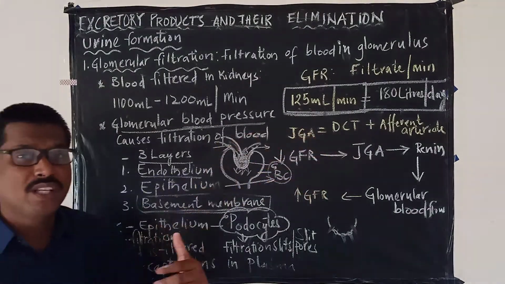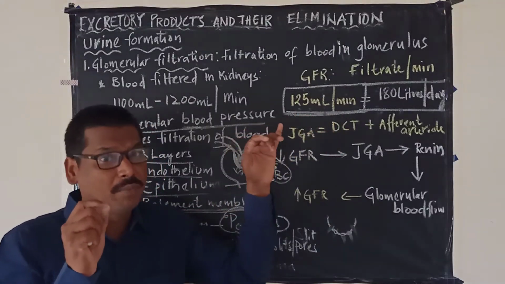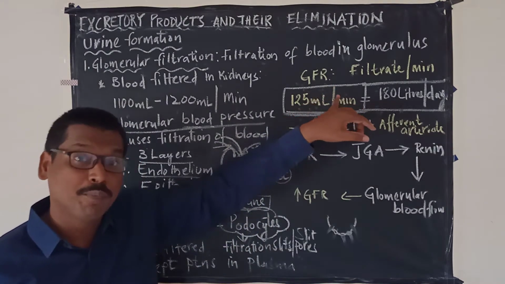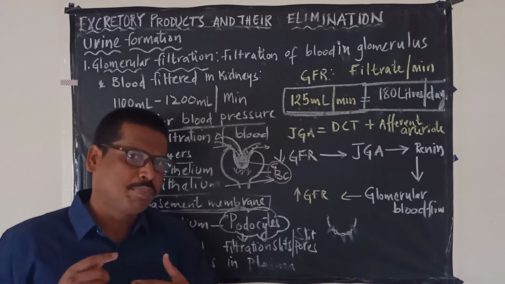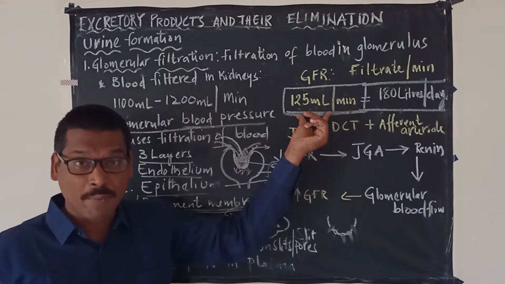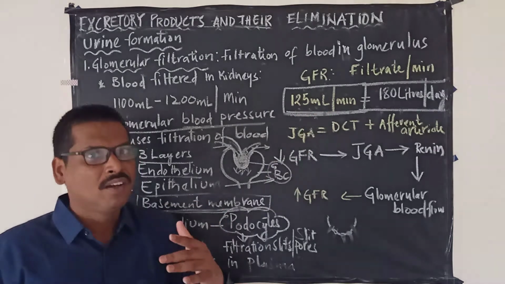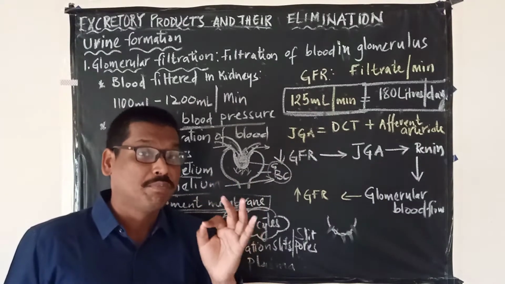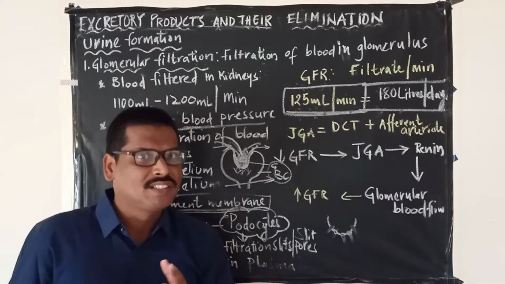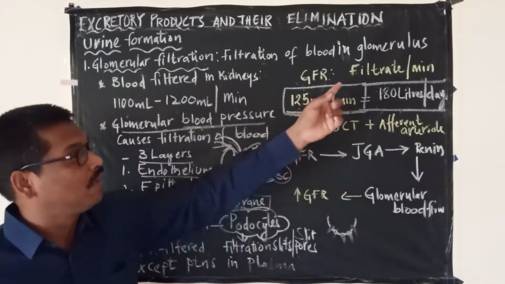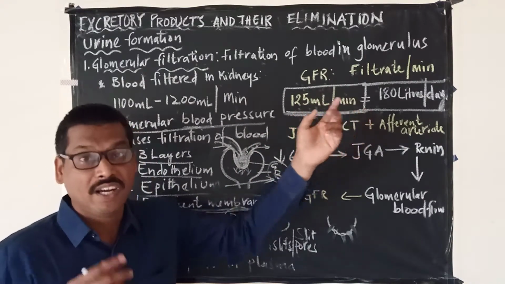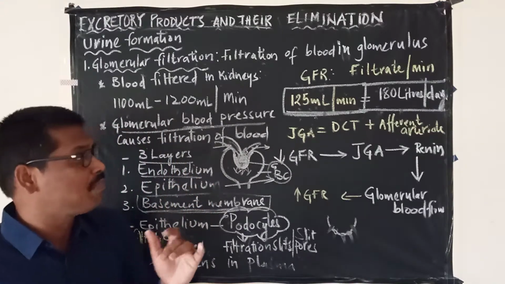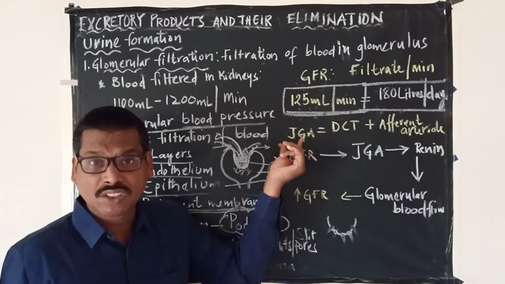Now here we have to keep in mind that 125 ml of filtrate is formed per minute. Is it compulsory that it maintains this same value, nearly or approximately? Yes, of course it must. Then how does it regulate the process of maintaining about 125 ml per minute? This is again a very interesting and important point.